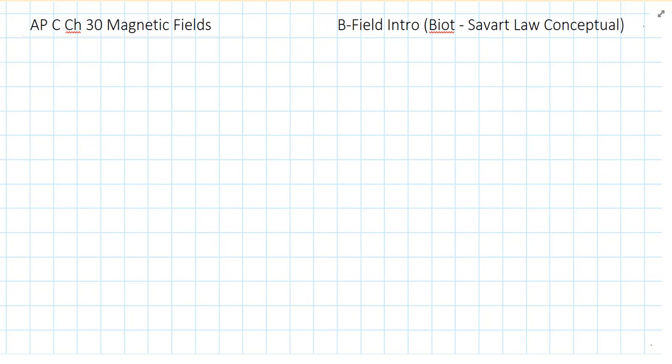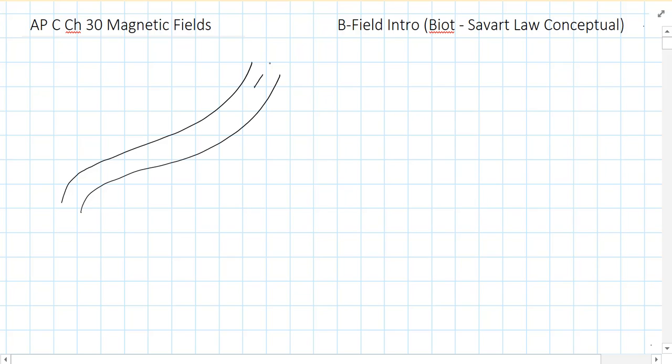Okay. So let's say we have a wire, and let's say it's carrying a current that way. Well, that wire, that current, is going to produce a magnetic field around that wire. And we're going to look at one particular point. We'll look at this point right here. We'll call that point P.